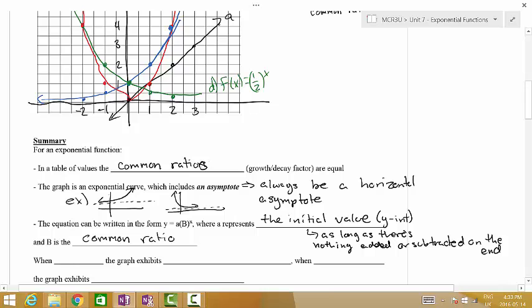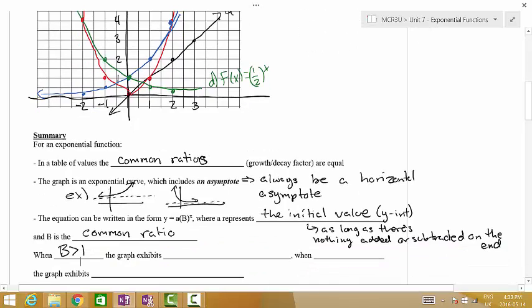Now, what we need to look at is when b gets bigger than 1. So, for example, C above, the graph exhibits what we call exponential growth.